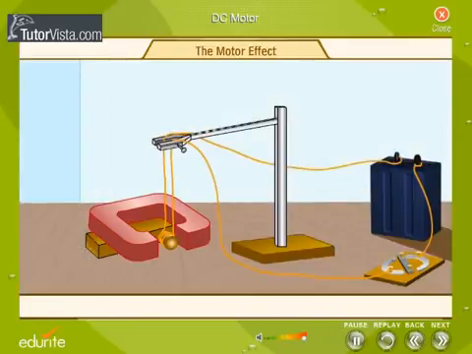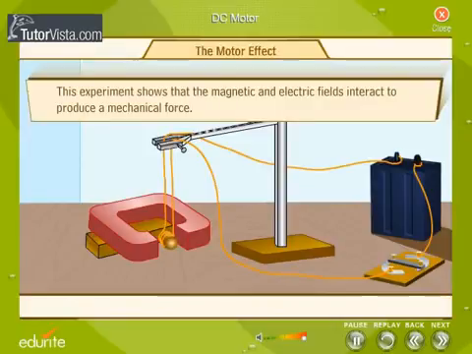Switch on the current. The cork moves. Now reverse the direction of the current. The cork moves in the opposite direction. This experiment shows that the magnetic and electric fields interact to produce a mechanical force. This is the principle of an electric motor.